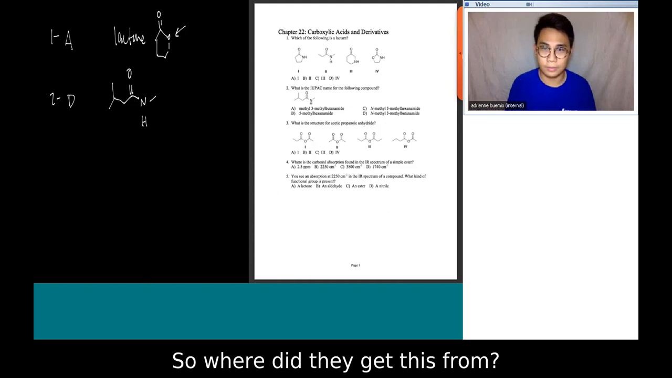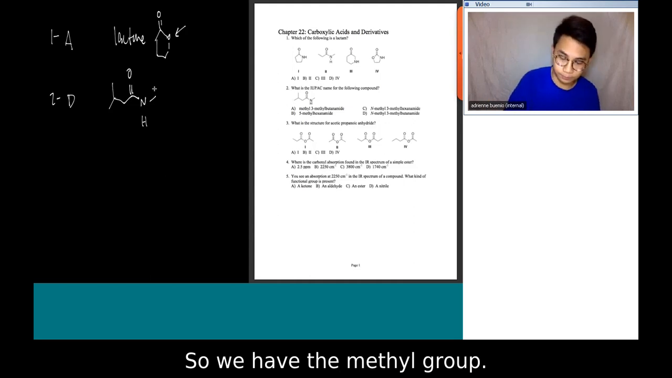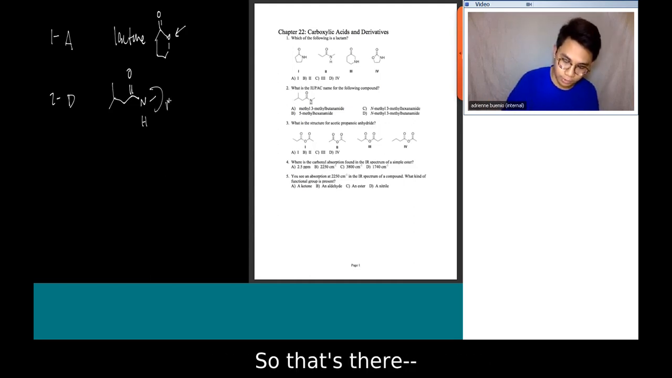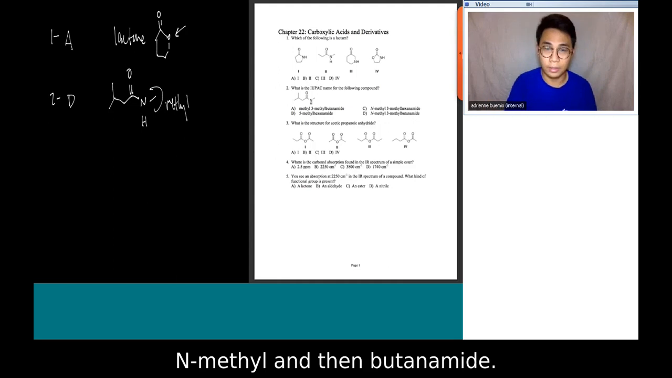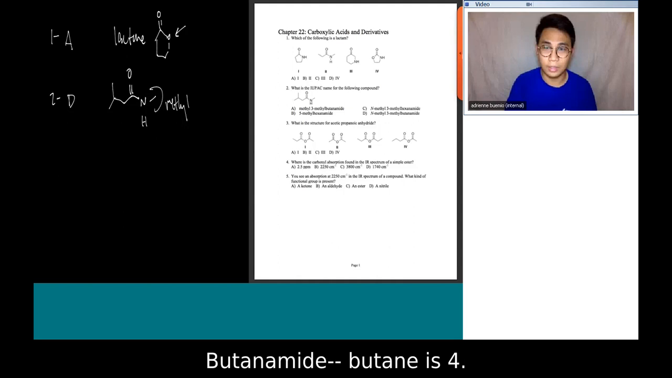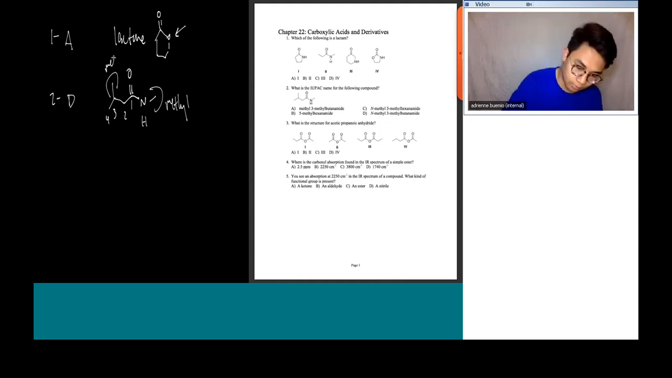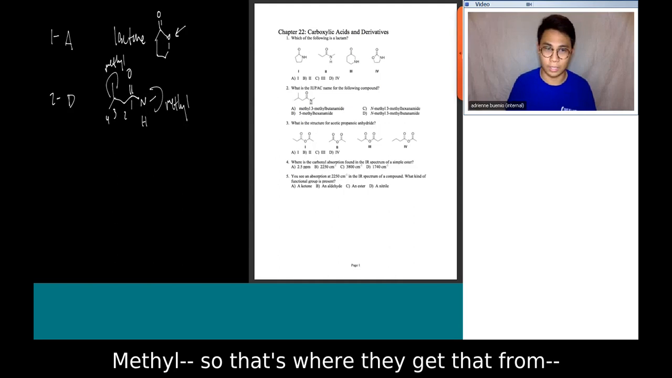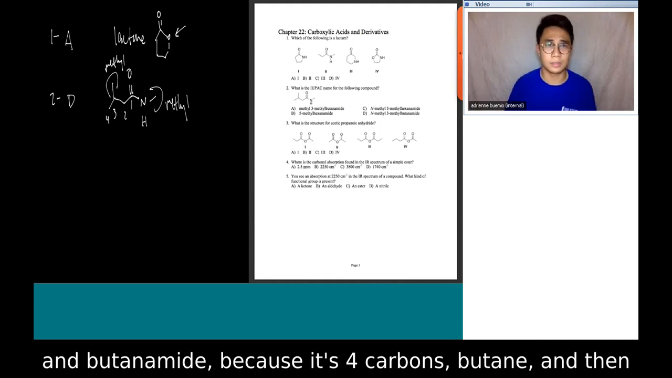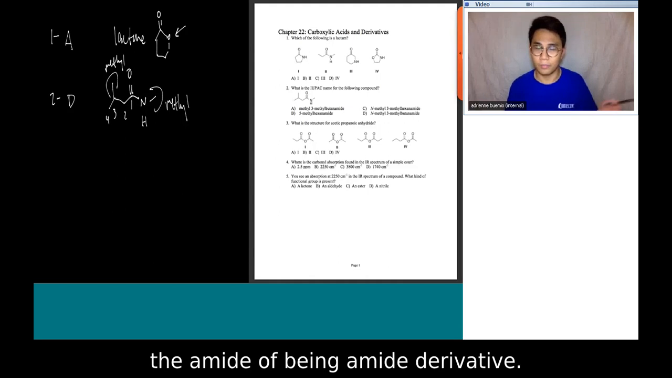So where did I get this from? We have the methyl group, right? The methyl group is right here, so that's there. N-methyl, and then butanamide. Butan is four. So that means one, two, three, four, and we have three methyl, right? Methyl. So that's where they get that from. And butanamide because it's four carbons, butan, right? And then the amide, obviously an amide derivative, right?